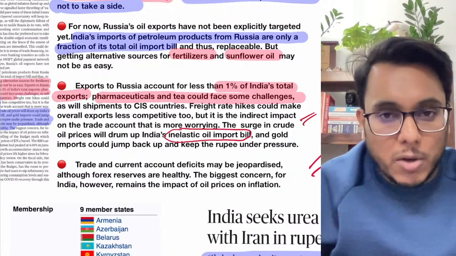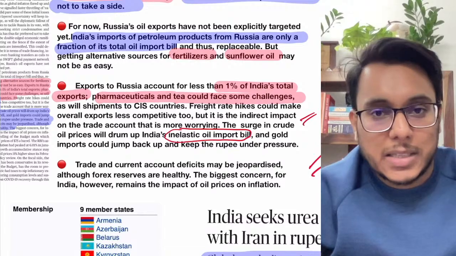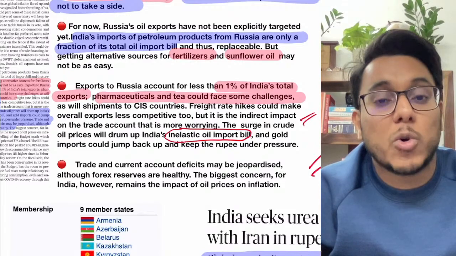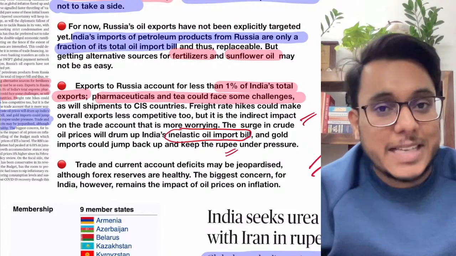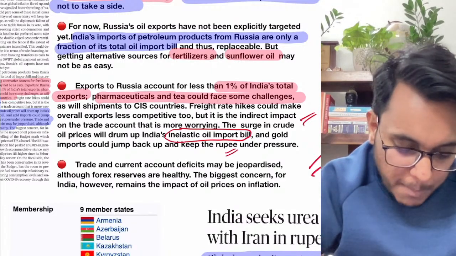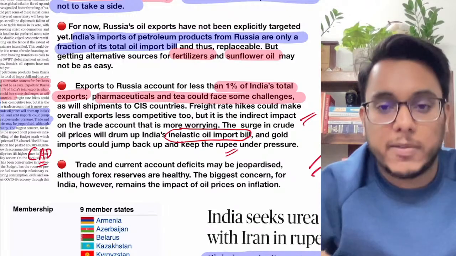Fine, we import a lot of oil, even from other countries, and if the crude oil price goes up, what will happen? The total import bill will increase, clear, and that will impact the current account deficit of India.